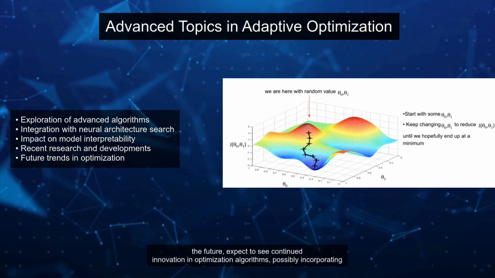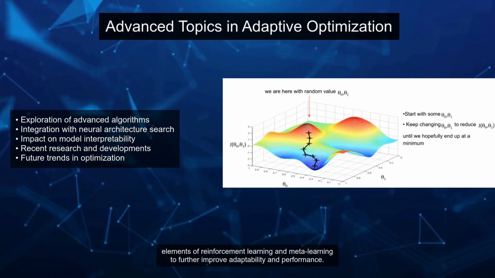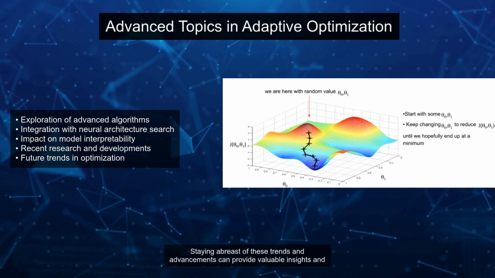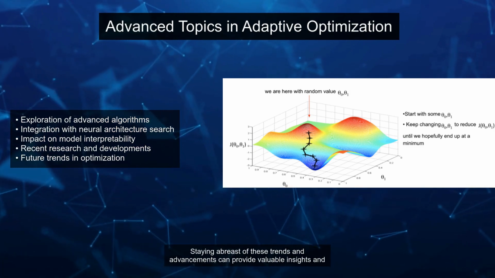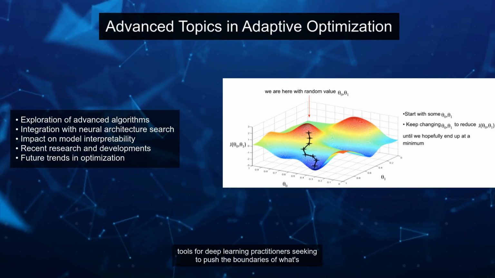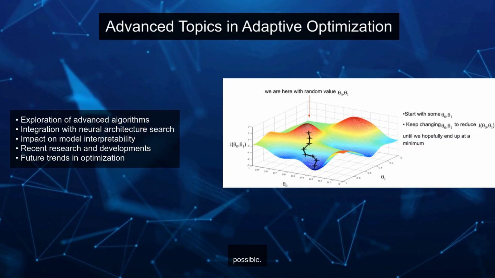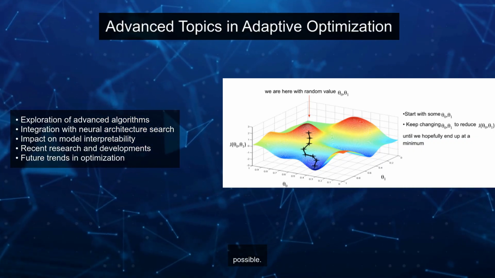Looking to the future, expect to see continued innovation in optimization algorithms, possibly incorporating elements of reinforcement learning and meta-learning to further improve adaptability and performance. Staying abreast of these trends and advancements can provide valuable insights and tools for deep learning practitioners seeking to push the boundaries of what's possible.